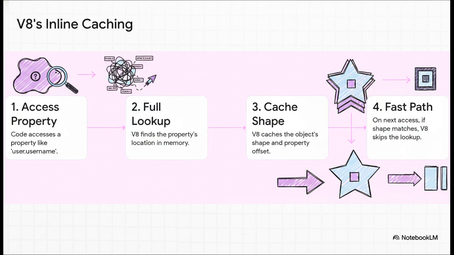Okay, so V8 uses this incredibly powerful trick called inline caching. Here's how it works. The very first time your code tries to access a property like user.name, V8 has to do a slow search to find where that value lives in memory. But it's smart. After it finds it, it memorizes the object's shape, basically its layout, and where the name property is. Then, the next time it sees an object with that exact same shape, it just skips the whole search and goes directly to the right spot. It's a massive, massive shortcut.